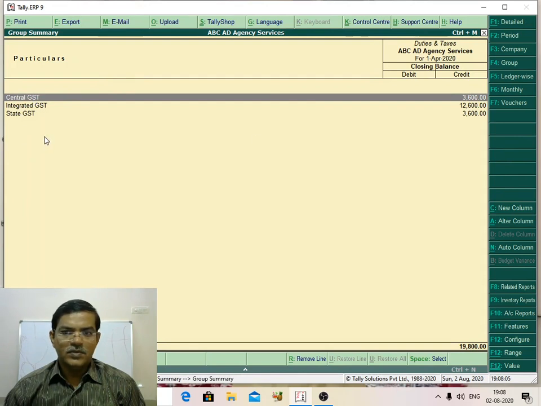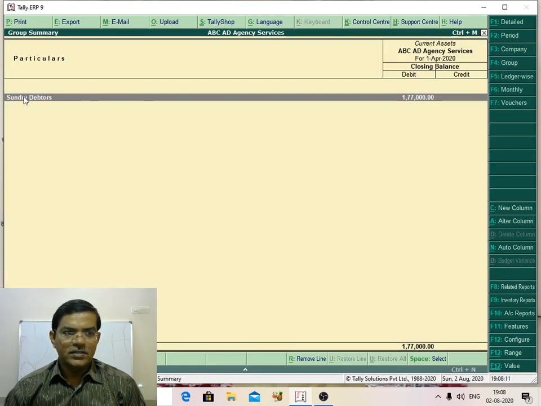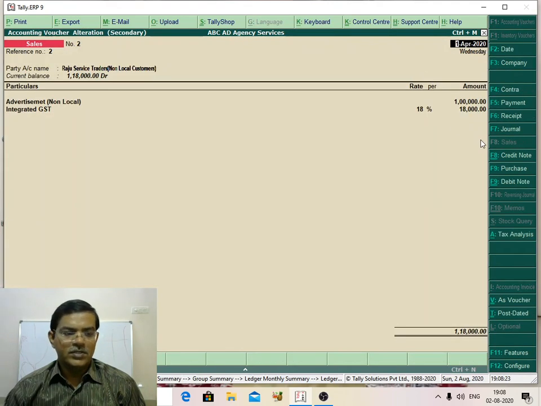Okay, so GST, integrated GST, all this. When the current assets are there, sundry debtors amount is this much. Okay, it also includes GST. It is a GST-included transaction.